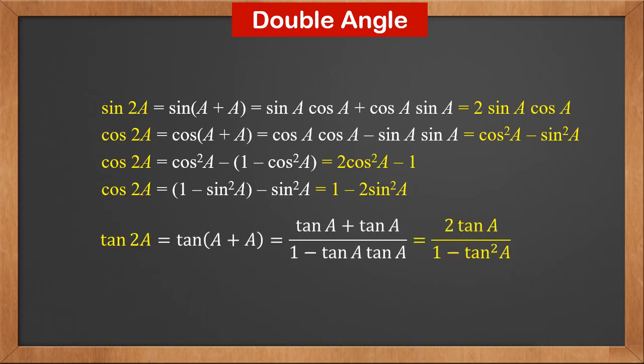Tangent 2A is tangent A plus A, which is tan A plus tan A over 1 minus tan A times tan A. So tan 2A is 2 tan A over 1 minus tan squared A.